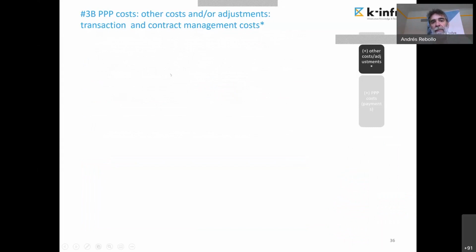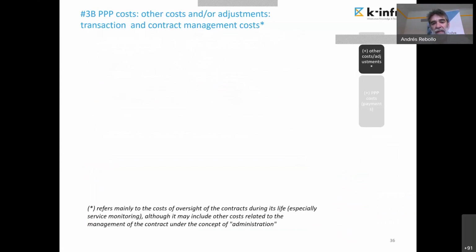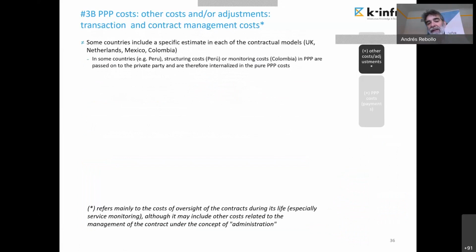Okay. PPP cost, other costs or possible adjustments, including transaction and contract management costs. Contract management refers to contract oversight, monitoring, contract administration, etc. Some countries include a specific estimate in each of the contractual models, UK, Netherlands, Mexico, Colombia, so they don't need to do any adjustment. They are just recognizing in the respective projections what they consider is the true cost for each of the contractual models. Interestingly, in Peru, the structuring costs are implicit in the PPP payments because they are charging the PPP company with a fee to get a compensation from the PPP company of the project preparation and structuring cost. And in Colombia they do the same with monitoring costs. The monitoring costs are to be paid by the private party.